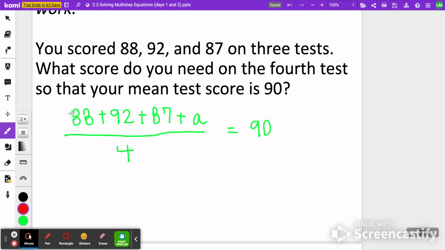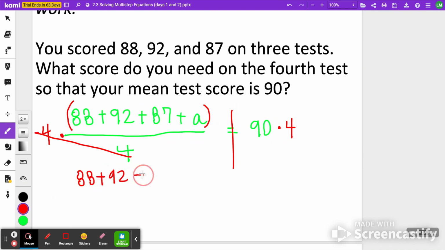The first thing I need to understand is that everything on the top of this fraction is grouped together. So I'm going to actually work this backwards, and instead of adding and subtracting first, I'm going to multiply by 4 first. Because I'm doing that, these 4's can cancel out. So now what's left is 88 plus 92 plus 87 plus A equals 90 times 4, that's 360.